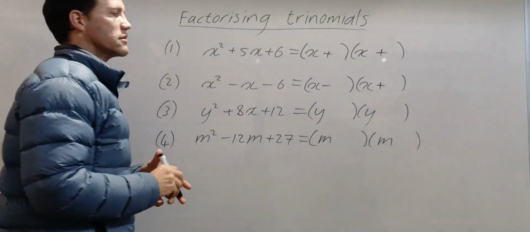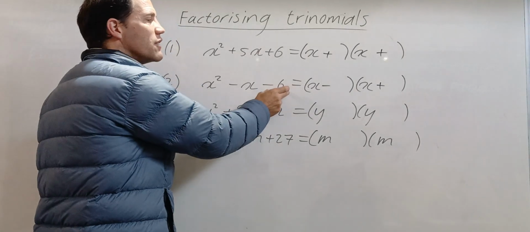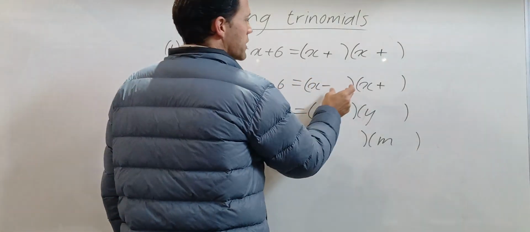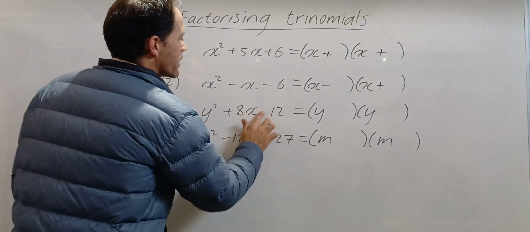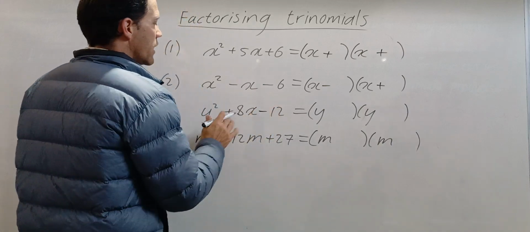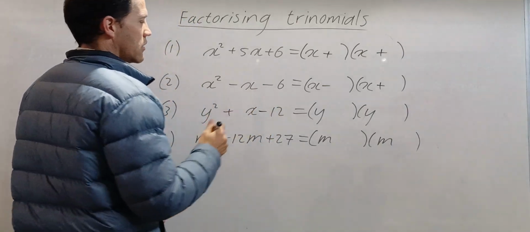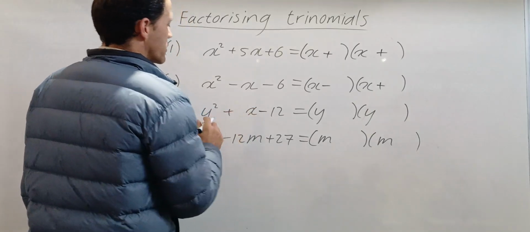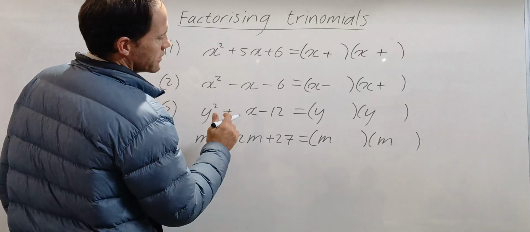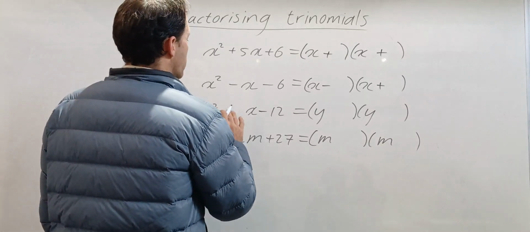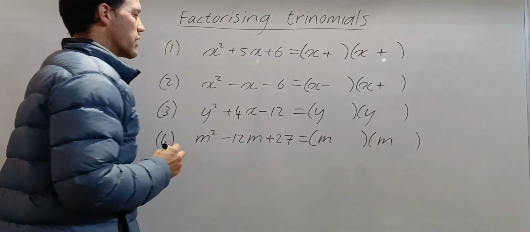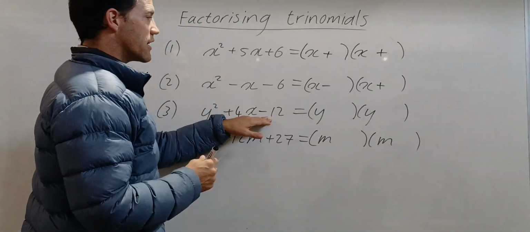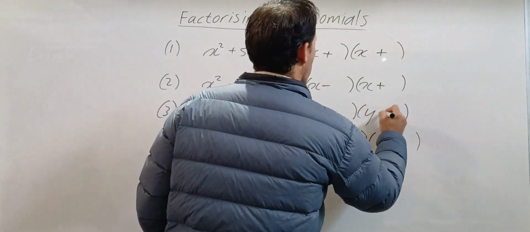Always. If it ends with a negative, then it has to be a plus and a minus. Let me rather make this one negative 12, and let's make it plus 4x in the middle, just to make it a little bit more interesting. So this one ends with a negative. So you must have a plus and a minus in the brackets.